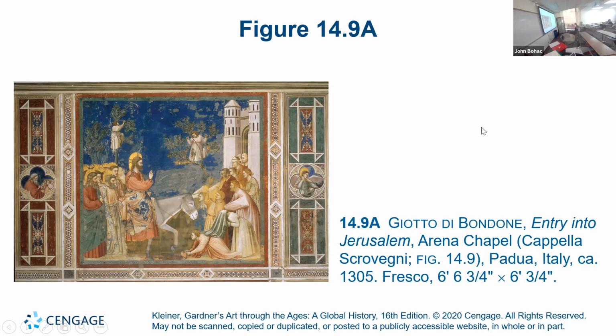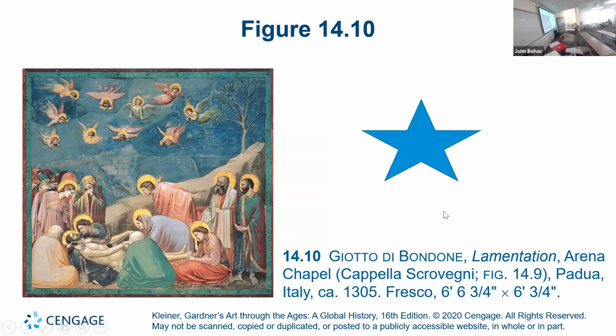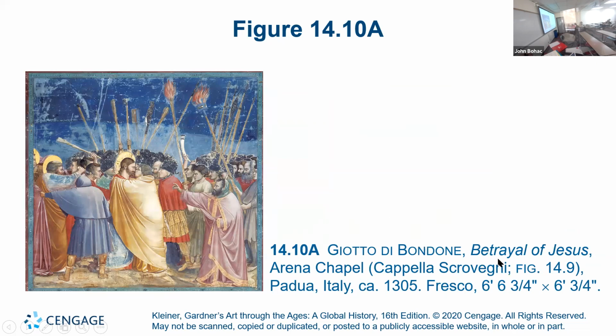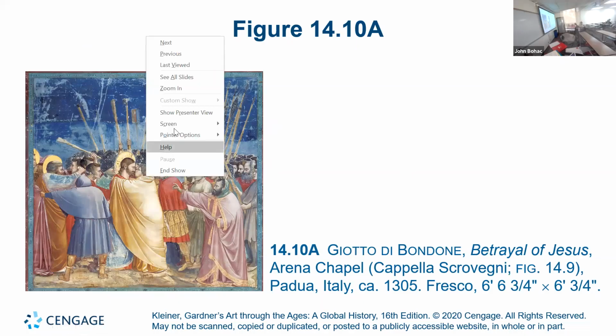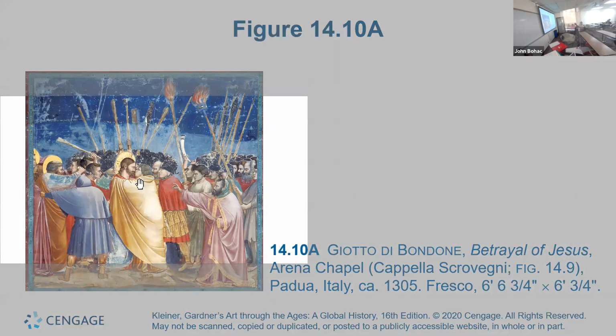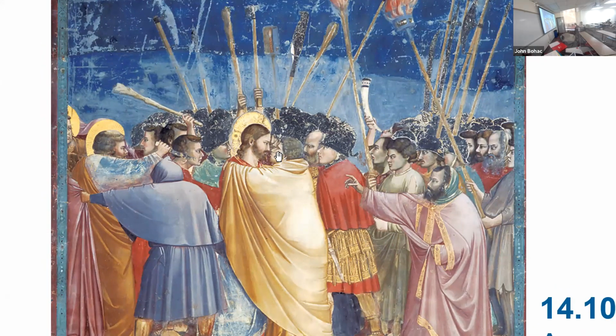But at any rate, this guy, Giotto, he was the guy. And we saw this, ready? The lamentation, the betrayal of Jesus, very active, telling the story. There's Judas kissing Christ on the cheek, betraying him. That's how he identified Jesus.